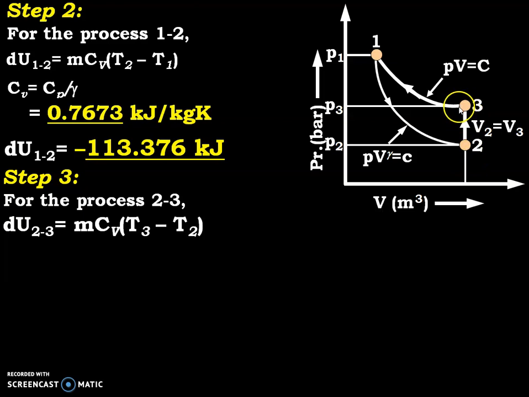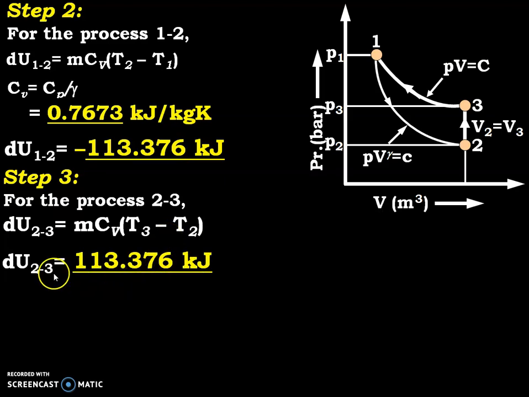Process number 2 to 3, constant volume process. Let us calculate the change in internal energy. Again, the equation is the same, m Cv delta T. We can put the values and we get the answer, 113.376 kilojoule. And what is the delta U, that is the change in internal energy, for the process 3 to 1, that is the isothermal process? Can anybody get the value directly? Yes, for an isothermal process delta U is 0.